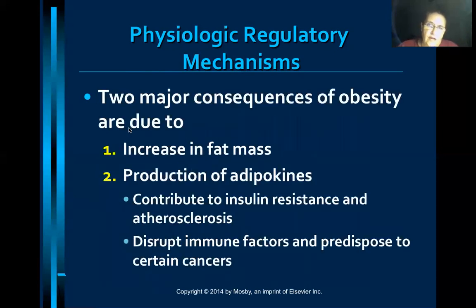So two major consequences of obesity are due to the increase in fat mass and to the production of adipokines. And so contributing to that are insulin resistance and atherosclerosis, and then disruptive immune factors and predisposition to certain cancers.